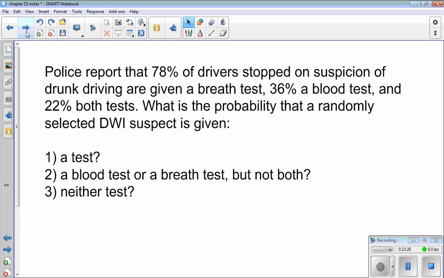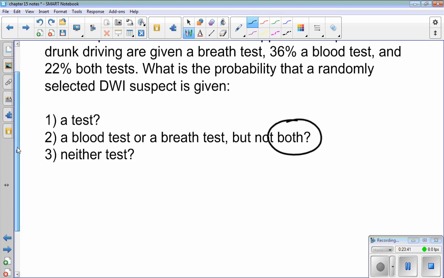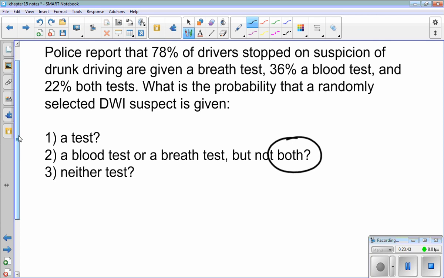All right. We need to draw a Venn diagram with this situation. Why? What is the key word that tells me Venn diagram? Both. I see the word both, so I know I'm going to do a Venn diagram. So let's make sure you have your Venn diagram drawn properly.